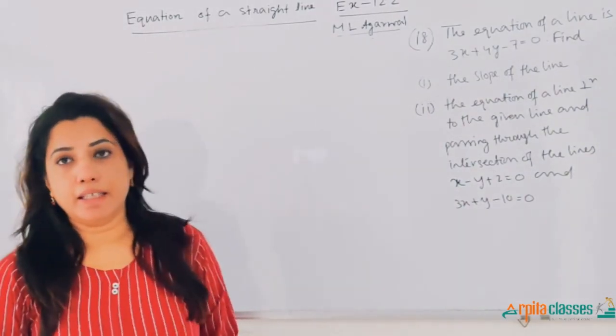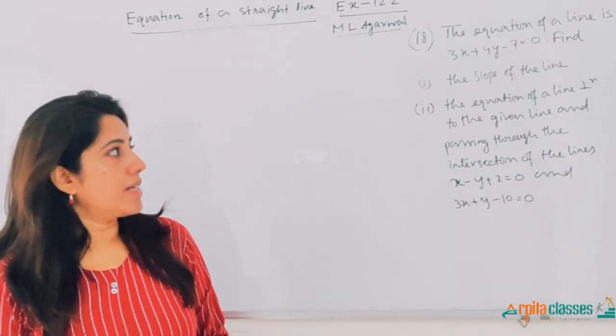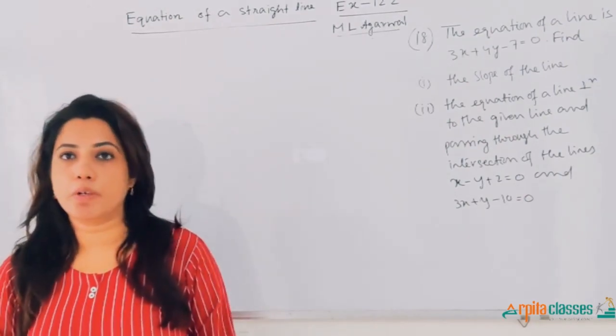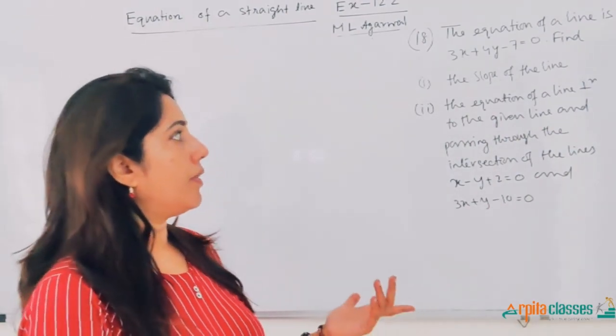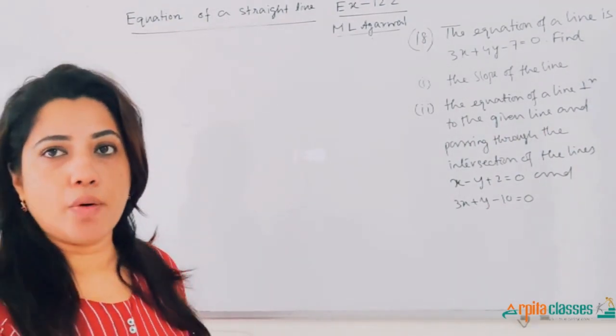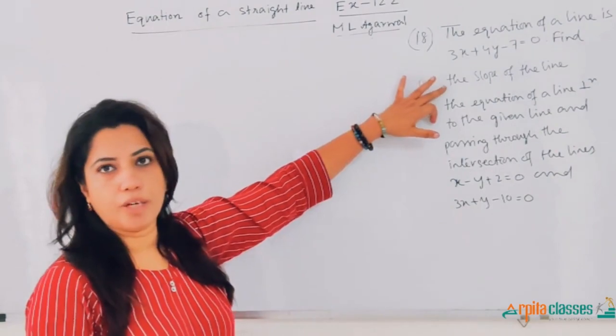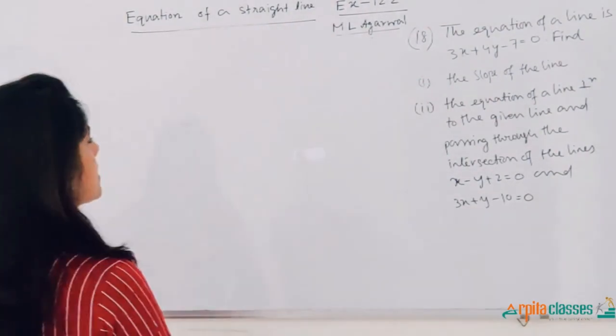Now the question number 18. The equation of a line is 3x + 4y - 7 = 0. Find the slope of the line. Now this is very easy. We have been given the line, we have to convert it into y = mx + c so that we get the slope of the line. That's the first part. Let us do this.